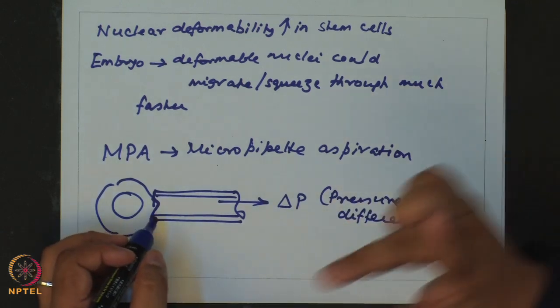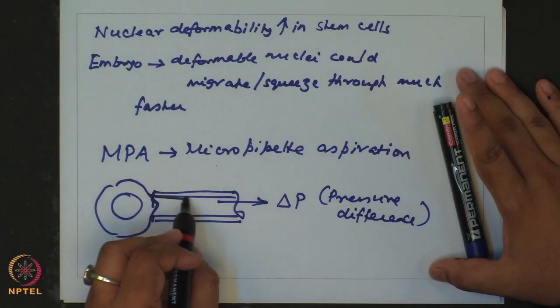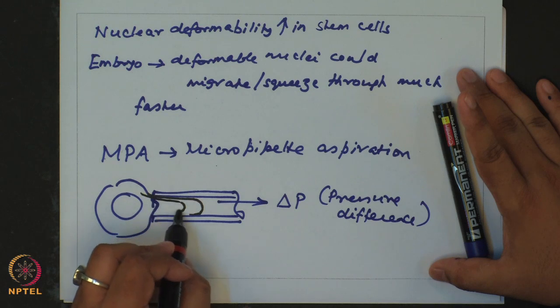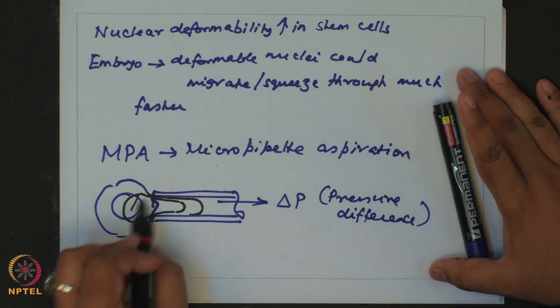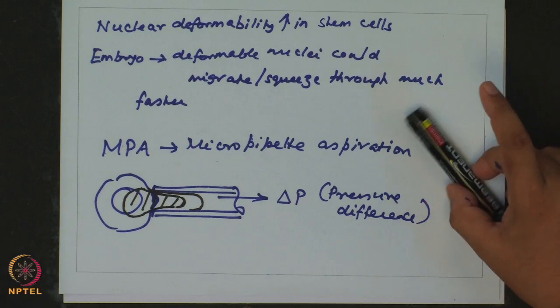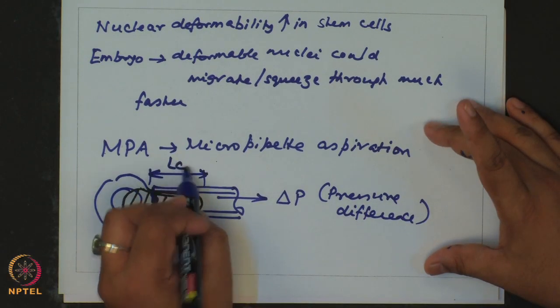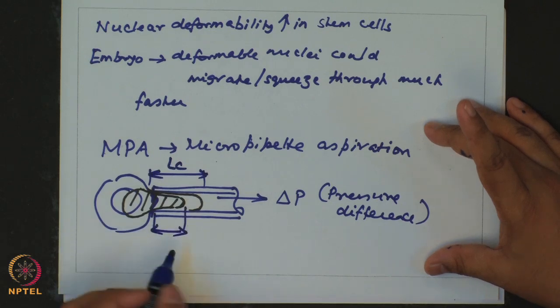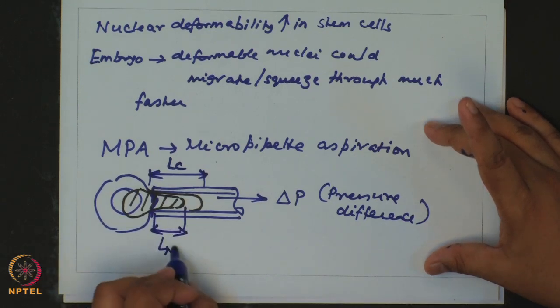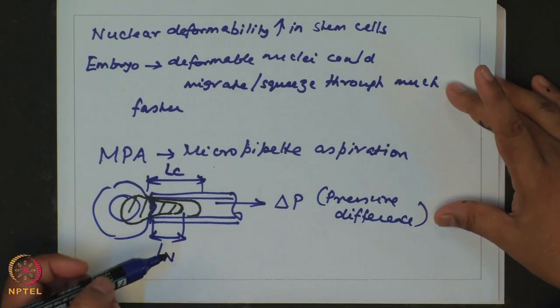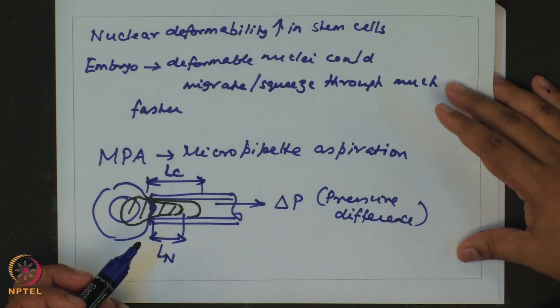So, this is equivalent of sucking on a cell. What you will have is, as time goes on, the cell and the nucleus, so the cell will have a shape like this, and the nucleus will also deform in this kind of configuration. So, what you can track is this length of the cell and this length that the nucleus has entered into the micropipette.